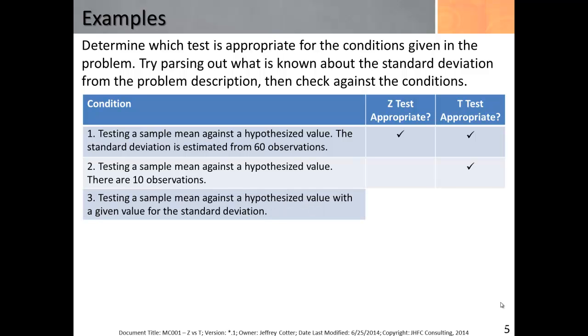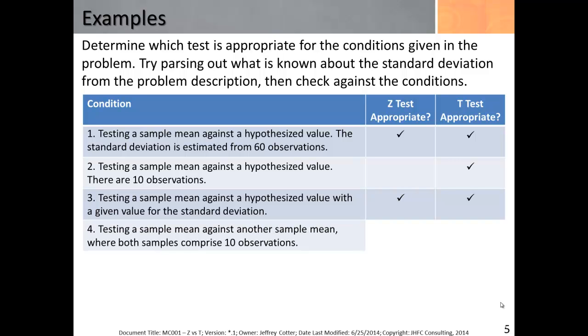Example 3. We're testing a sample mean against a hypothesized value with a given value for the standard deviation. Here we can see that the problem states that the standard deviation is a given value. Therefore, we assume that it's known with great precision, and both the z-test and the t-test would be appropriate.